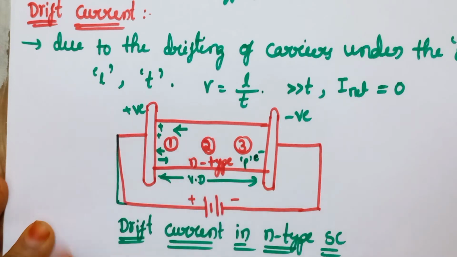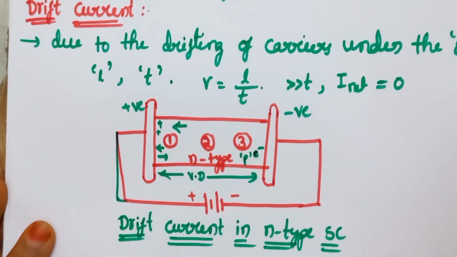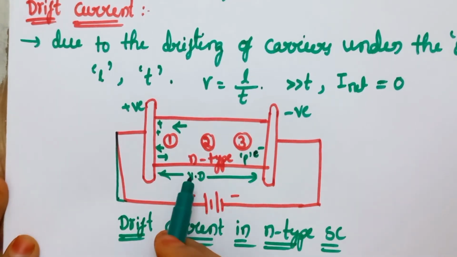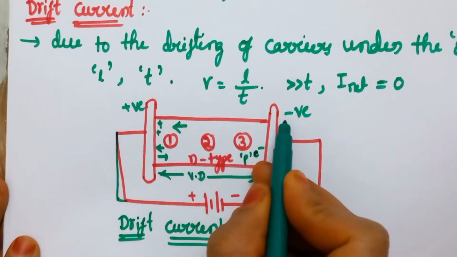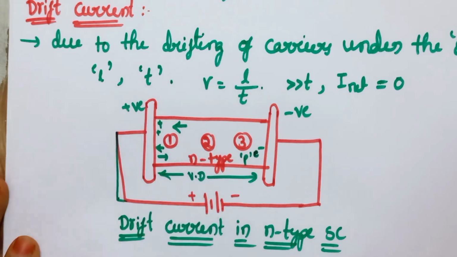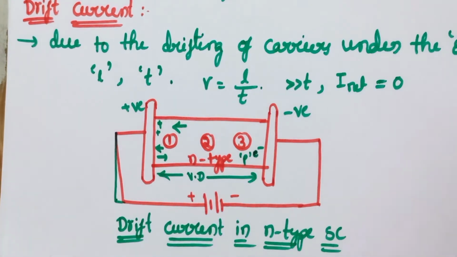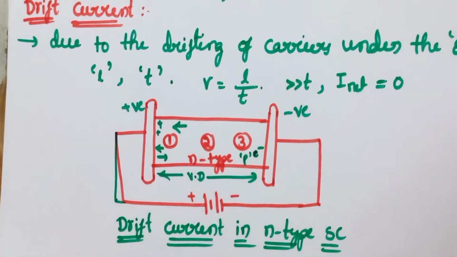In this way, the drift current is generated in an N-type semiconductor, and the process of drift current in a P-type semiconductor is similar to the N-type, except that here the electrons move towards the negative electrode side instead of the positive electrode side. So in this way we can find the drift current in N-type and P-type semiconductors.